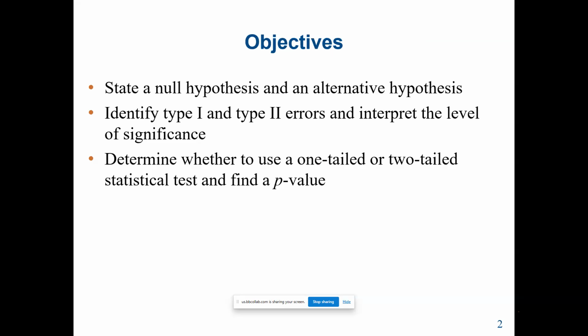Now, type 1 and type 2 error means we reject the true and or we accept the false. So those we're going to explain.